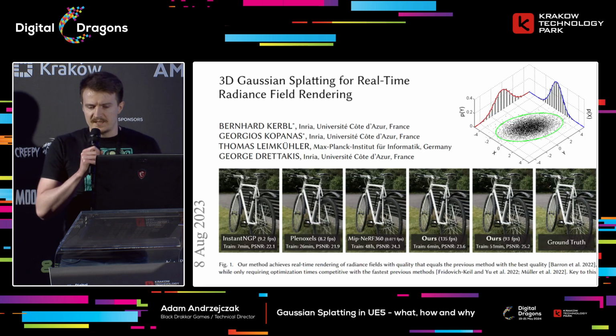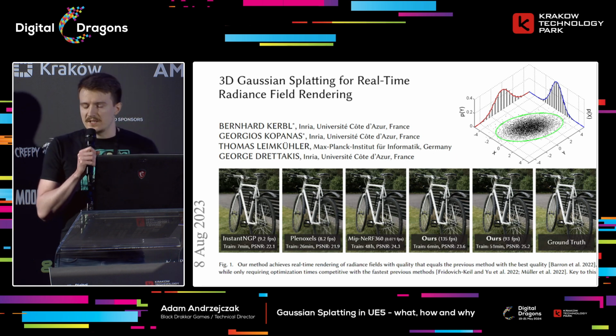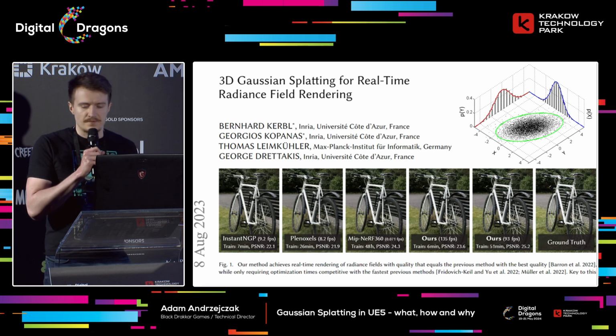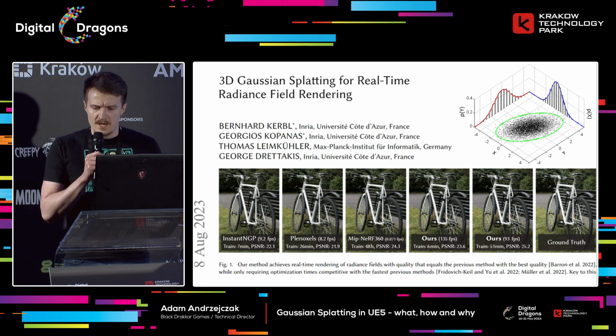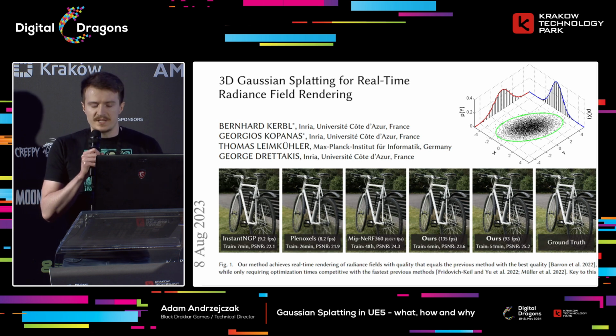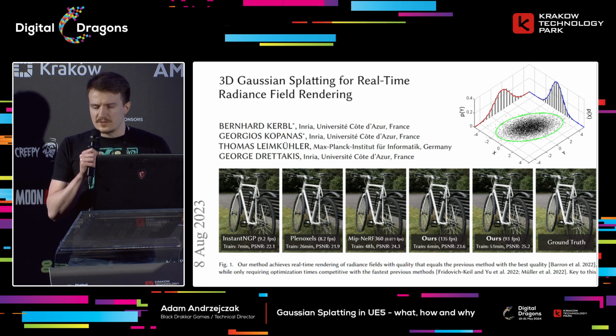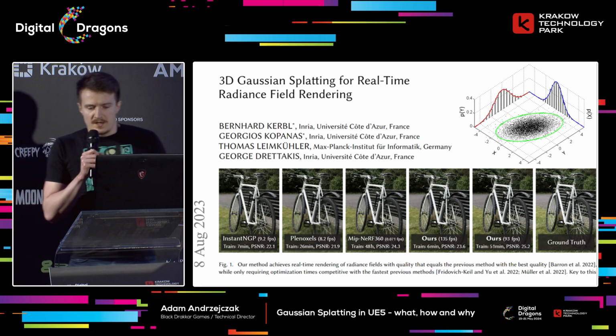This Gaussian splatting buzz started last year when a group of computer scientists from France and Germany published a paper at SIGGRAPH about utilizing 3D Gaussians for real-time rendering. They compared the results with other techniques. For example, you might have heard about NeRF. It's short for neural radiance fields, which are used for view synthesis.